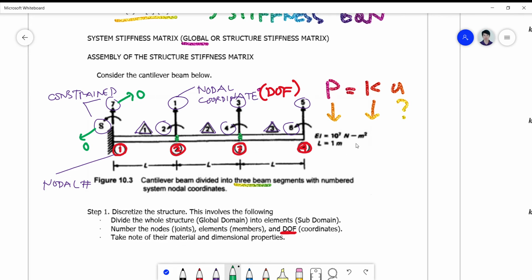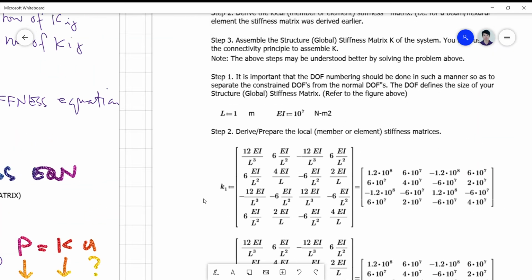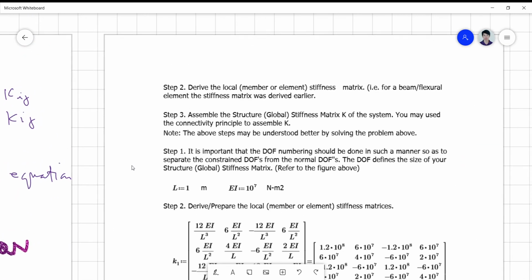And of course, you take note of their material and dimensional properties to solve for your elasticity and your inertial properties, I, and of course your length, dimension, L. Okay, for step 2, the procedure is actually the procedure we have done a while ago, wherein we derive the local stiffness matrix for the member. Which we have done for a beam flexural element. The matrix was already ready for us to use, so we only need to prepare it.